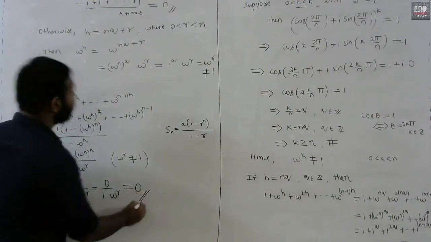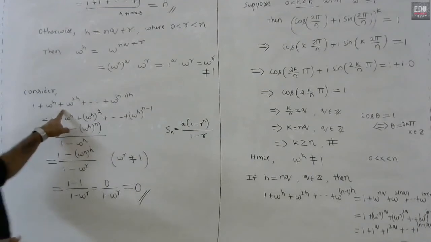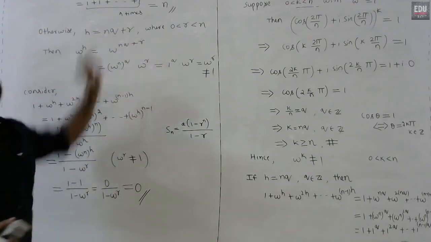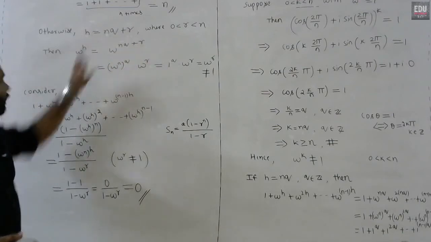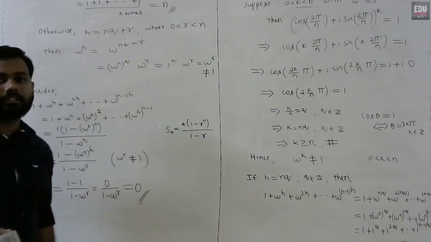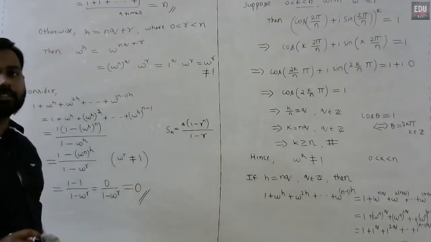So this is the value of the sum whenever h is not a multiple of n. That means whenever h leaves some remainder when divided by n, the value of this sum is 0. So that completes the first problem.